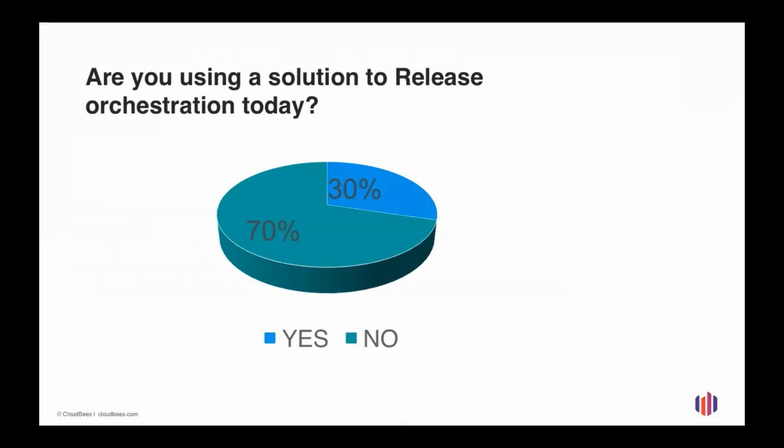the outcome is: are you using a solution for release orchestration today? Yes is 30%, no is 70%. This is aligned with the Gartner of last year. Last year we were at 20%. It's slightly higher now, 30%, but the webinar attendance is in the average of not having yet a solution for orchestrating the release, at 70%.